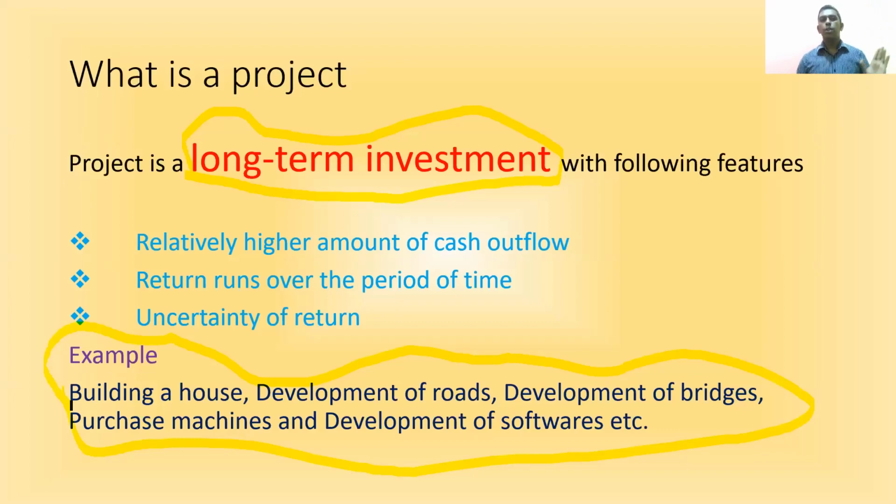Therefore, what is a project? A project is a long-term investment opportunity. It's not a short-term one. Almost all long-term investment opportunities can be identified as projects. And we also need to identify a few examples related to projects: building houses, development of road networks and bridges, purchase of machines, development of software, and deposits of money in fixed deposit accounts. Now we have an understanding of what a project is.